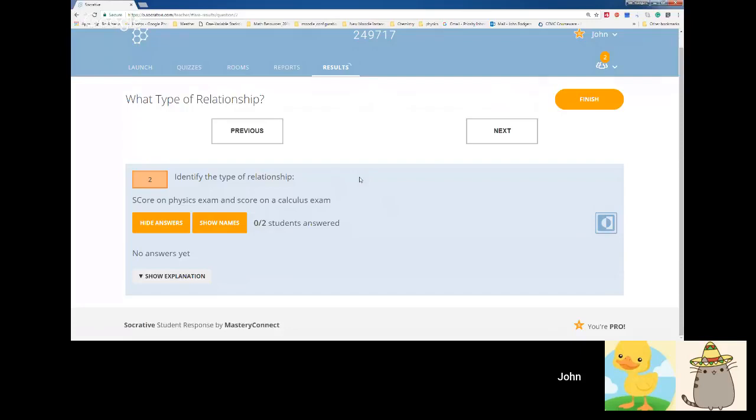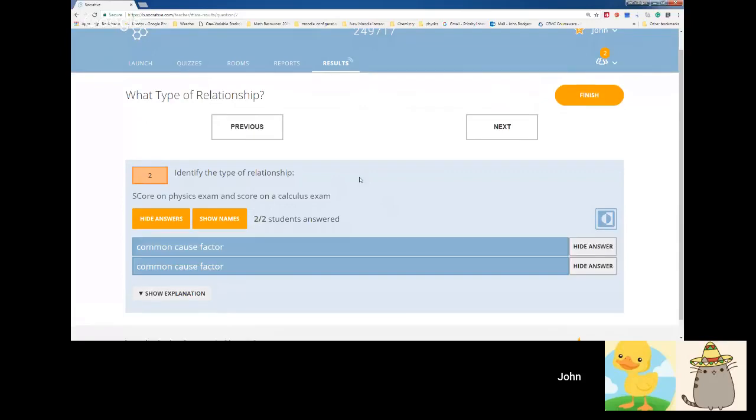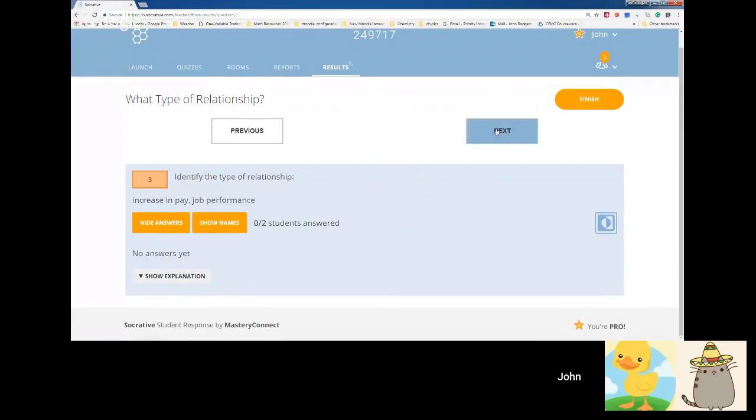Yeah, so you get a good score on your physics exam. Scores on your physics exam correlate with scores on your calculus exam. And common cause, yes. Getting a good mark on physics doesn't mean that you automatically get a good mark on calculus. That means that you probably studied. So we probably have people who study hard for physics and then they study hard for calculus too. So there's a common cause there.